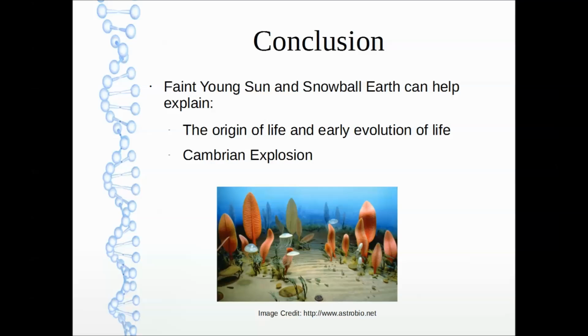The faint young sun paradox and the Snowball Earth hypothesis can help explain the origin of life and the early evolution of life, as well as how the Cambrian explosion came about. Perhaps without the diversification of life made possible by these two phenomena, we would not be able to see the wide variety of organisms that exist today.